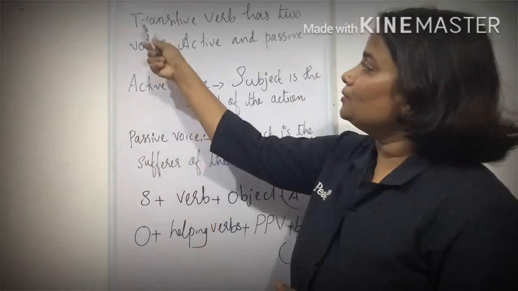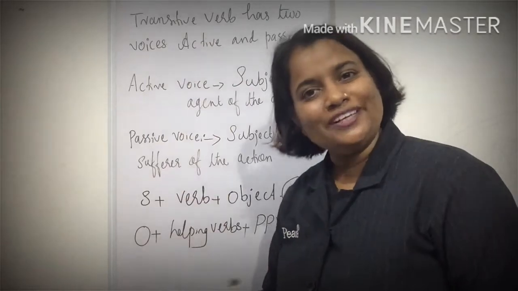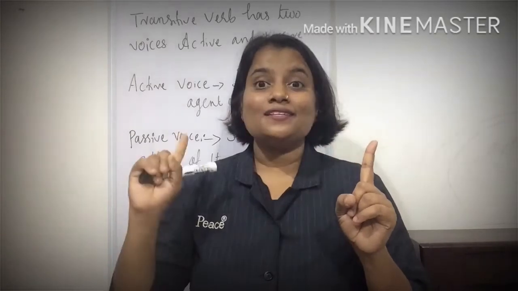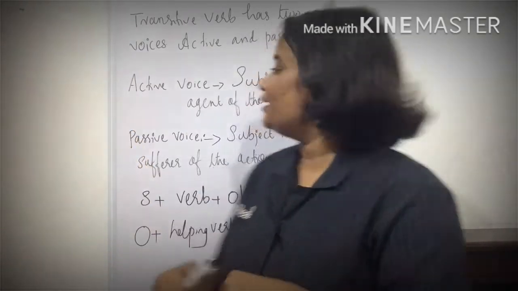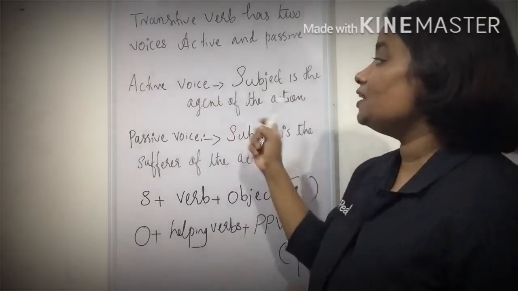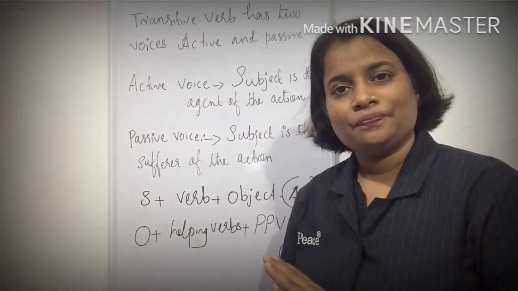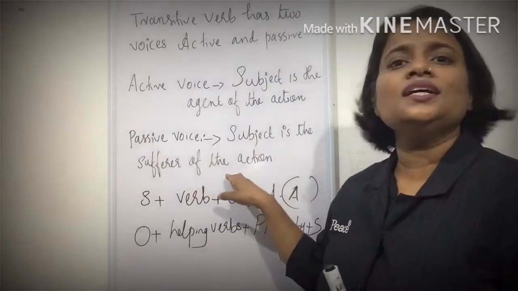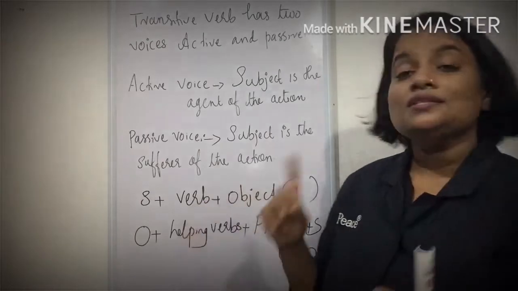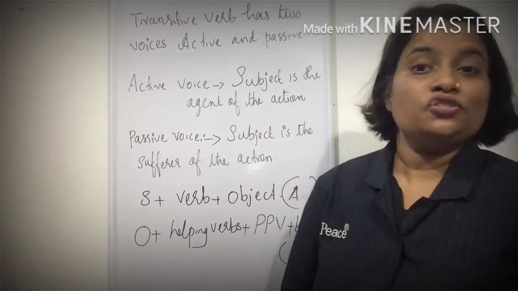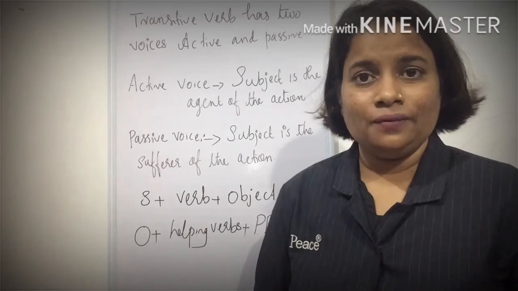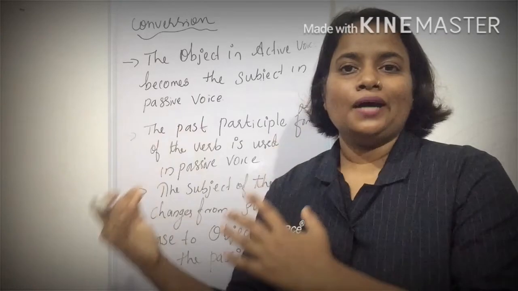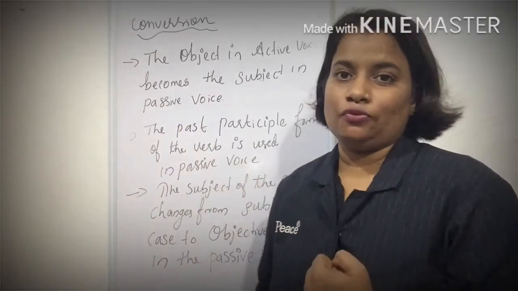A transitive verb has two voices, as we already discussed. The first one is active voice and the second one is passive voice. In active voice, the subject is the agent of the action. In passive voice, the subject is the sufferer of the action. So let us discuss how to identify passive and active, and the conversions of active to passive and passive to active, vice versa.